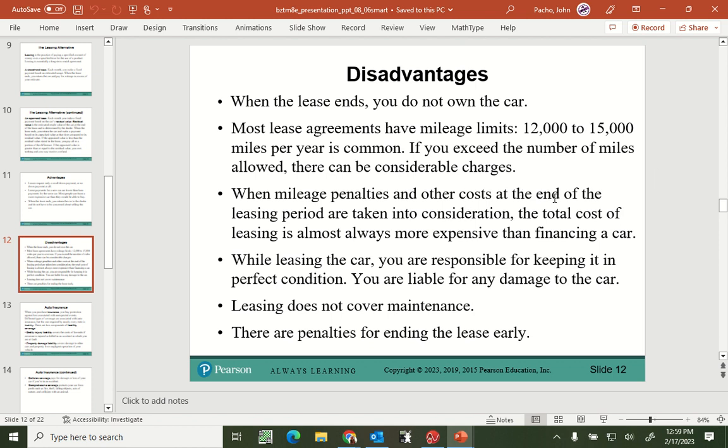When mileage penalties and other costs at the end of the leasing period are taken into consideration, the total cost of leasing is almost always more expensive than financing the car. Yeah. Okay, that's another good thing.